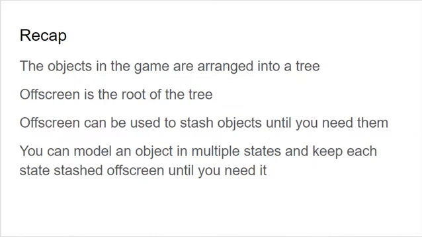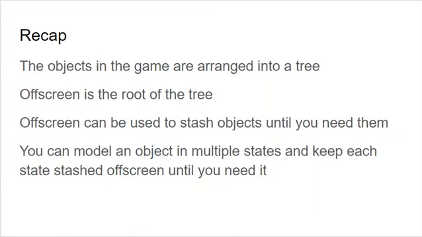So let's wrap up here and recap what we talked about. The world of your text adventure is organized into a conceptual tree, with a special object called off-screen as the root of the tree. Off-screen can be used as a storage closet, a location to stash things until you need them later in the game. Like an NPC, a wizard who's going to pop up 20 turns later: keep him off screen, and when you need the wizard, change his holder property, and now he'll be in the world.